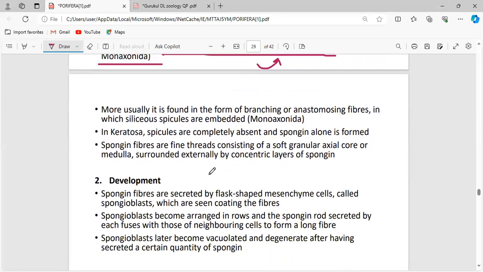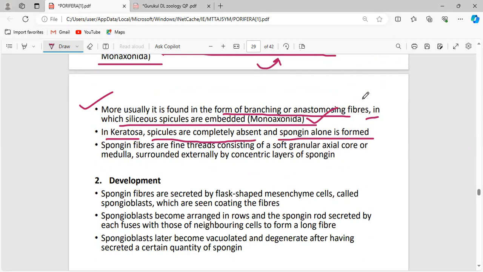Clear? Fine. Next, more usually it is found in the form of branching or anastomosing fibers in which siliceous spicules are embedded. This is called the Monaxinoideae. In Keratosa, these spicules are completely absent, and spongin alone forms the skeleton. So what you have to remember from this point is the same thing I have been repeating again and again, so don't forget it. The skeletal system of sponges is either made up of only spicules or made up of only spongin fibers.